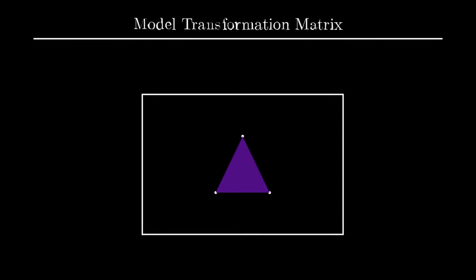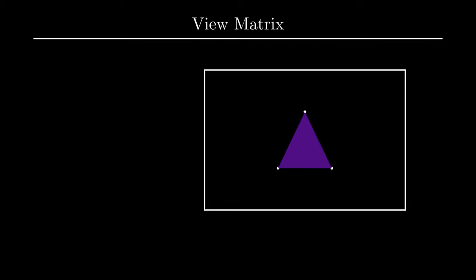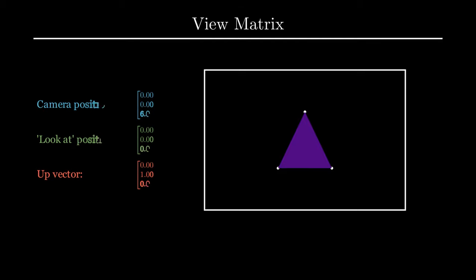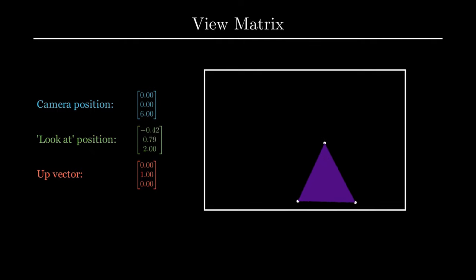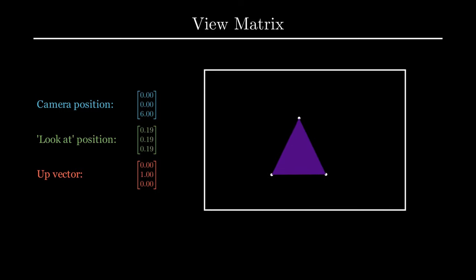The second matrix I want to talk about is the view matrix, which is used to figure out where a piece of geometry is with respect to a virtual camera in our scene. Under the hood, the view matrix does the same thing as the model transformation matrix in reverse, but we generally create them with different parameters. The position of the camera in space, where the camera is pointed towards, generally called the lookout vector, and which direction the top of the camera is facing, or which way is up from the camera's perspective.